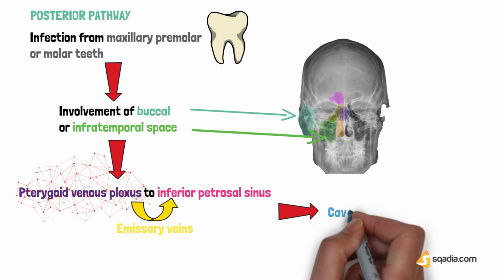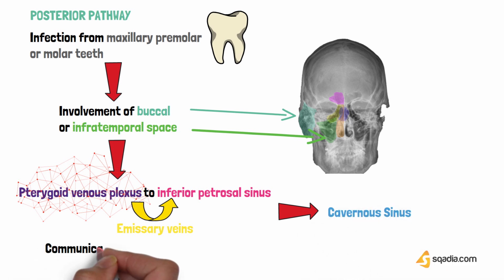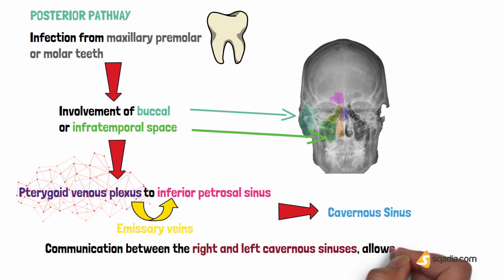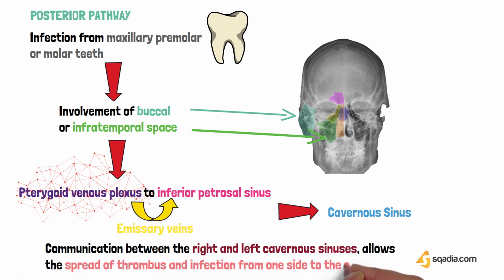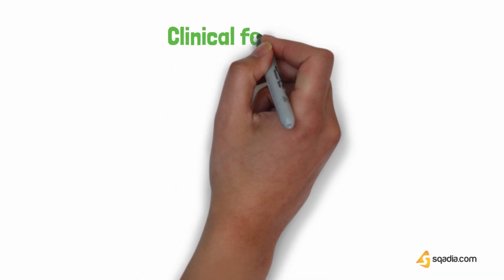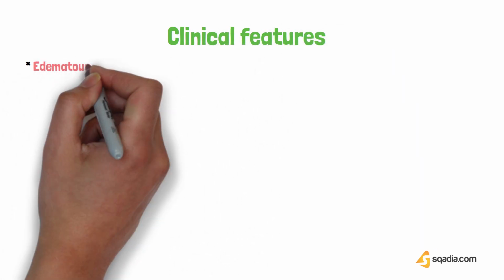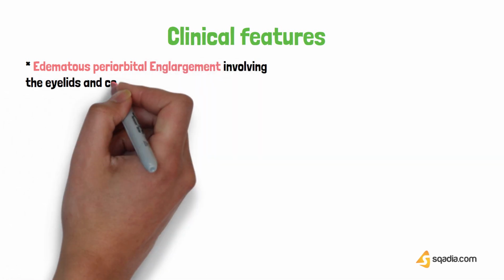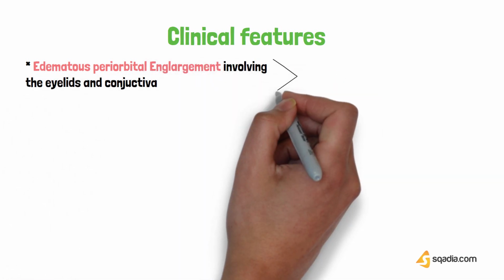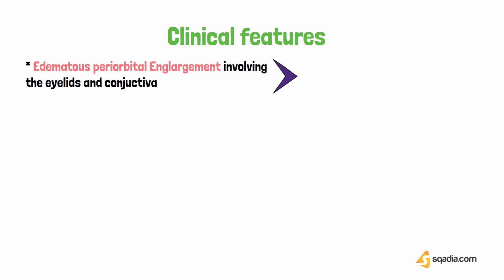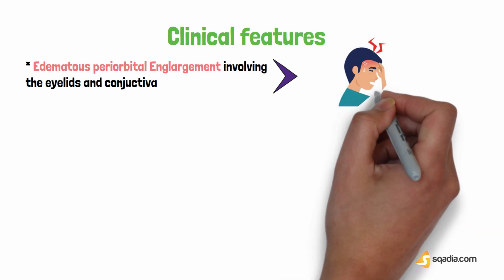As we all know, the cavernous sinus is also on the left and the right side, so there is a communication between it. If the spread of the thrombus occurs to the other side, then the cavernous sinus is said to be bilaterally involved. Now, let's look at some of the clinical features that cavernous sinus thrombosis presents with. There is an edematous periorbital enlargement which involves the eyelid and the conjunctiva. The patient usually complains of a headache.